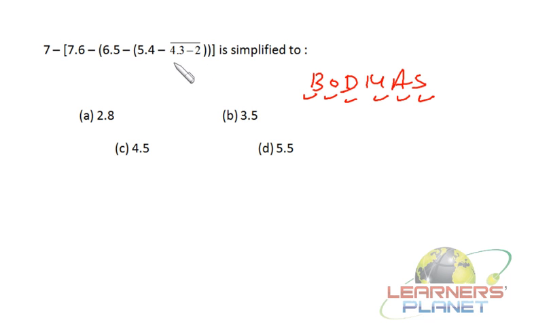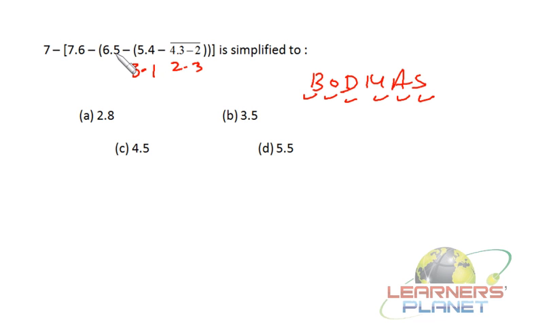Now let's begin. Here is a line bracket. First of all, we'll be clearing the bracket. So 4.3 minus 2 will give 2.3. Then we'll be solving the first bracket, that is 5.4 minus 2.3. What we'll be getting is 4 minus 3, 1, and 5 minus 2, 3. So we'll be getting 3 minus 3.1.